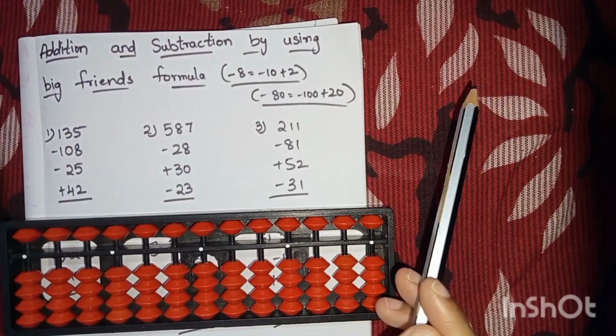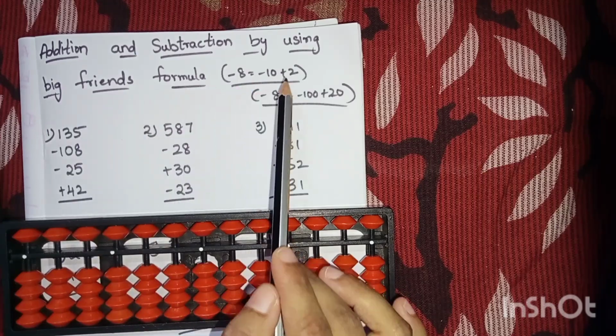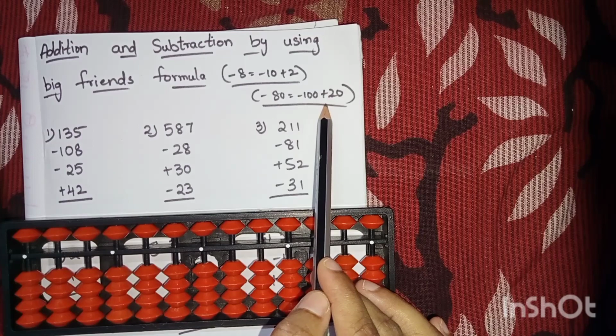In this video, we are going to do addition and subtraction by using big friends formula. Minus 8 is equal to minus 10 plus 2 and minus 80 is equal to minus 100 plus 20 regarding sums.